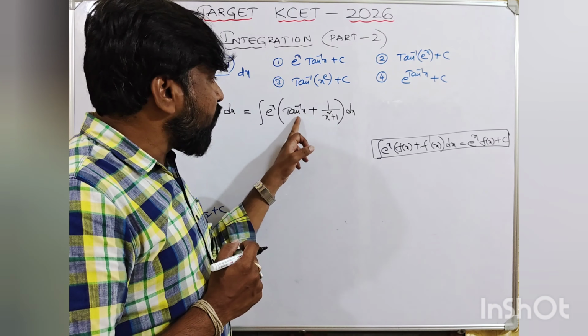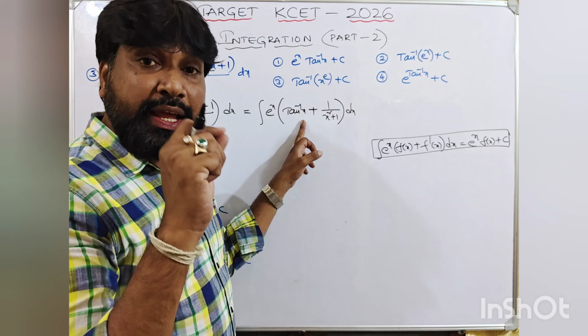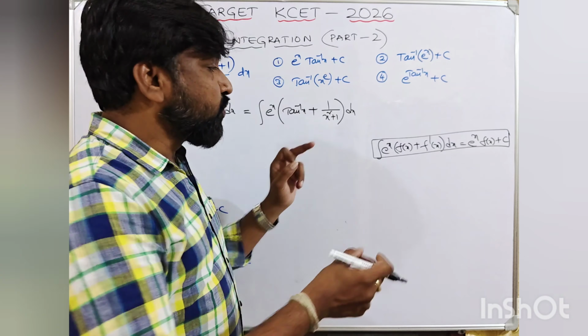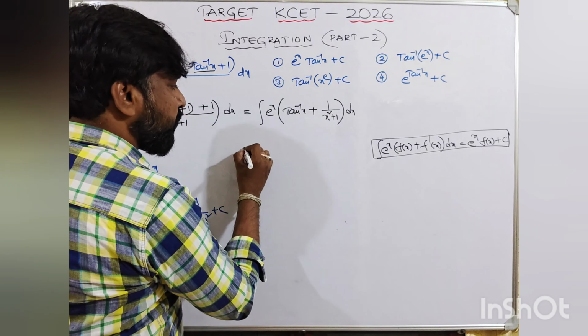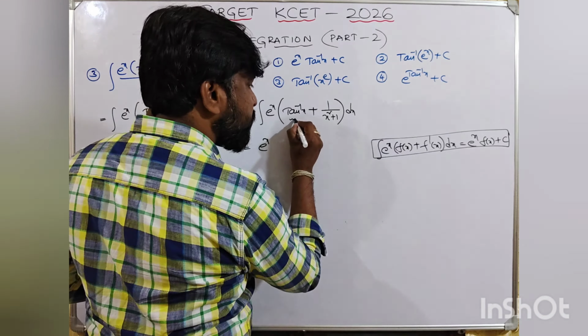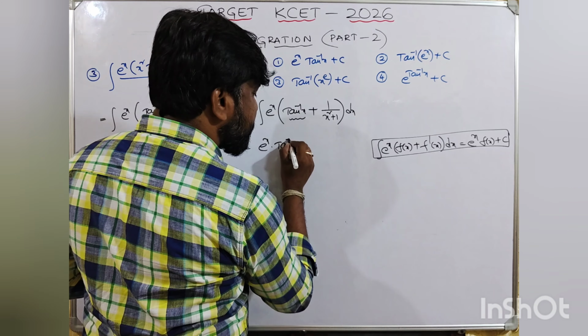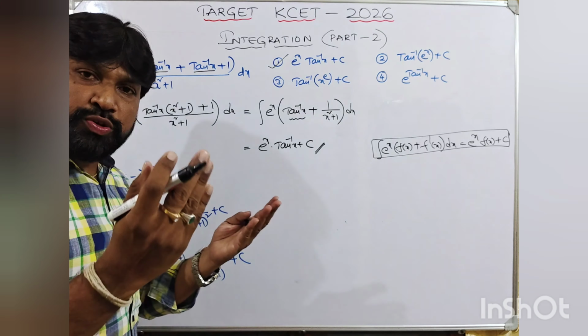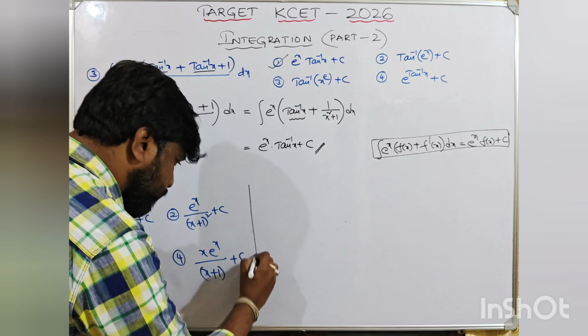Integral e^x into, if you call tan^-1 x as f(x), the derivative of tan^-1 x is 1 by 1 + x^2. It is there beside only. So now this condition is satisfied. That's what you are going to write: e^x into f(x), what is your f(x)? Into tan^-1 x plus c. So which option is correct, friends? e^x into tan^-1 x plus c. Option 1 is the correct answer. Let us move to the next question.